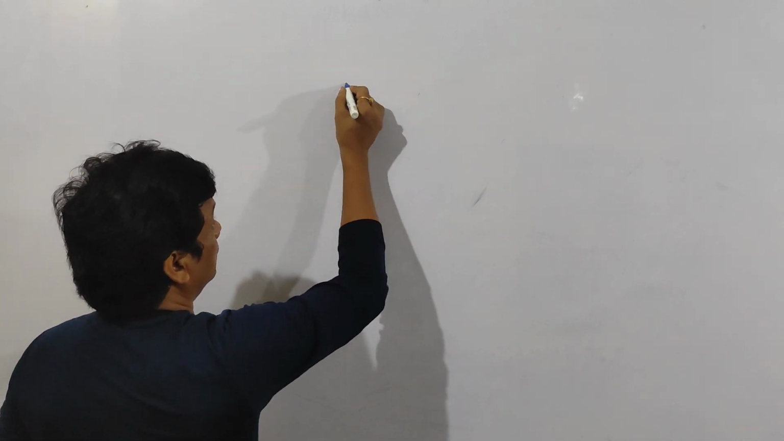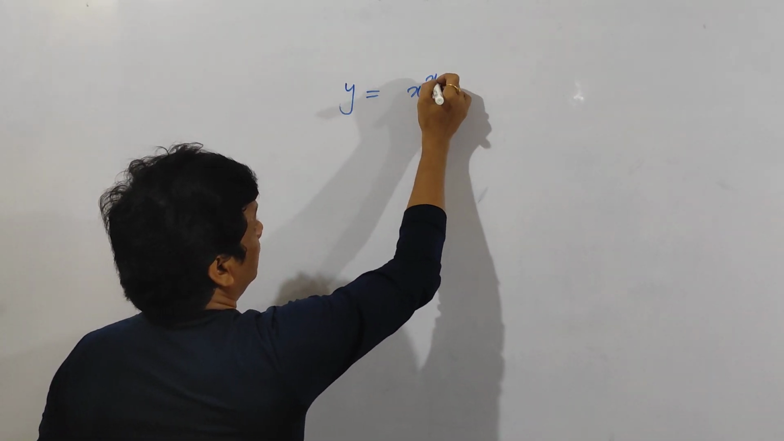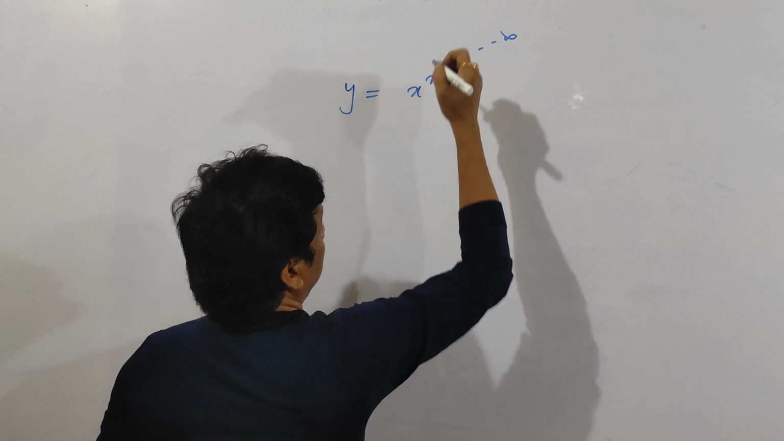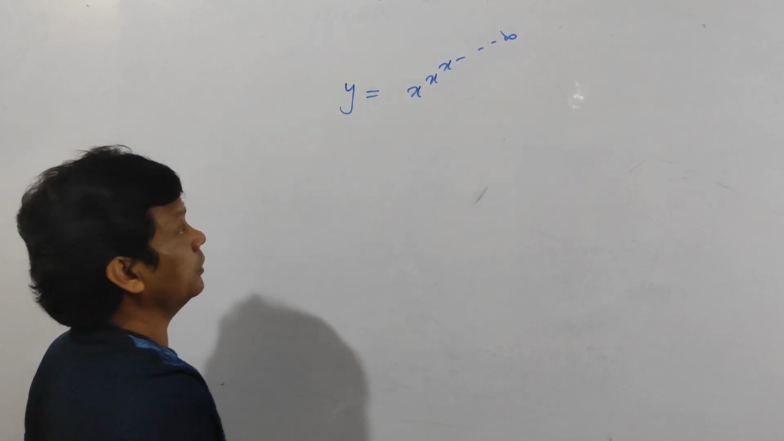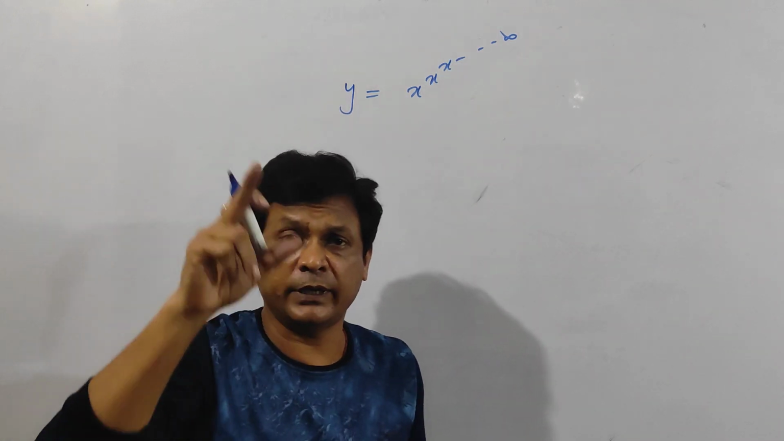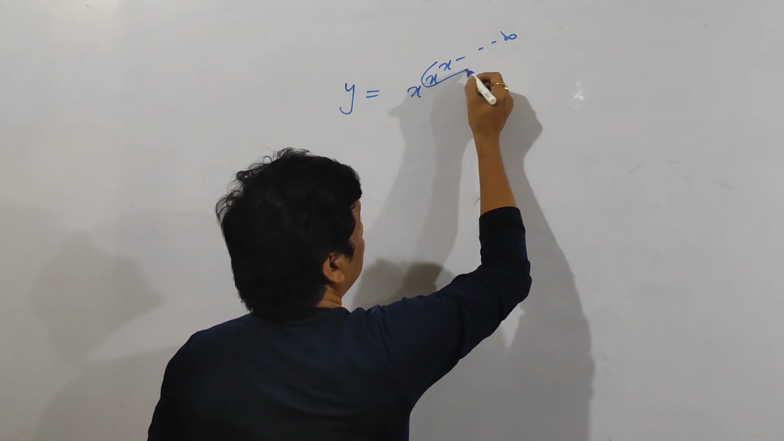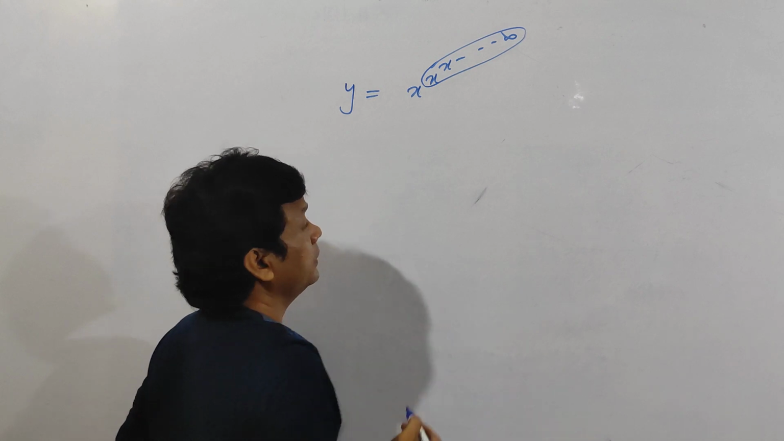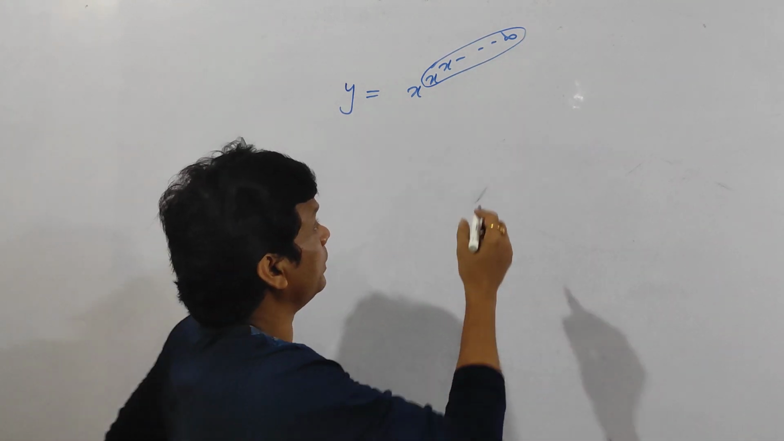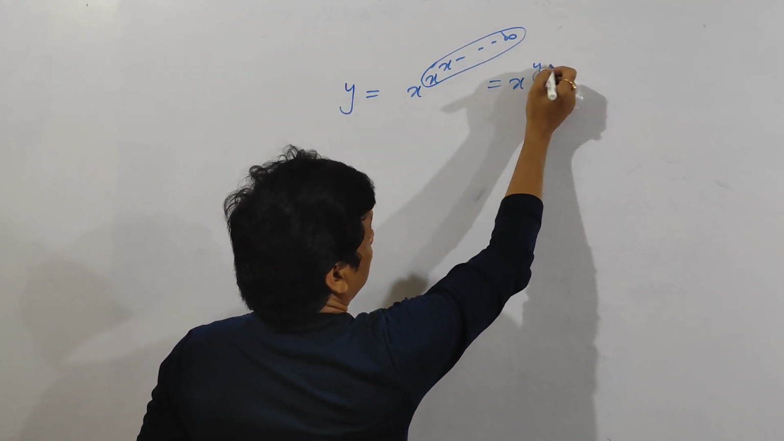Now I am going to tell you how to find out the derivative of an infinite function. An infinite function is like this: y is equal to x to the power x to the power x up to infinity. How to find out the derivative of this one? See here, what is y? X to the power x to the power x up to infinity. So that means this quantity is also y. So I can write it like this: x to the power y.